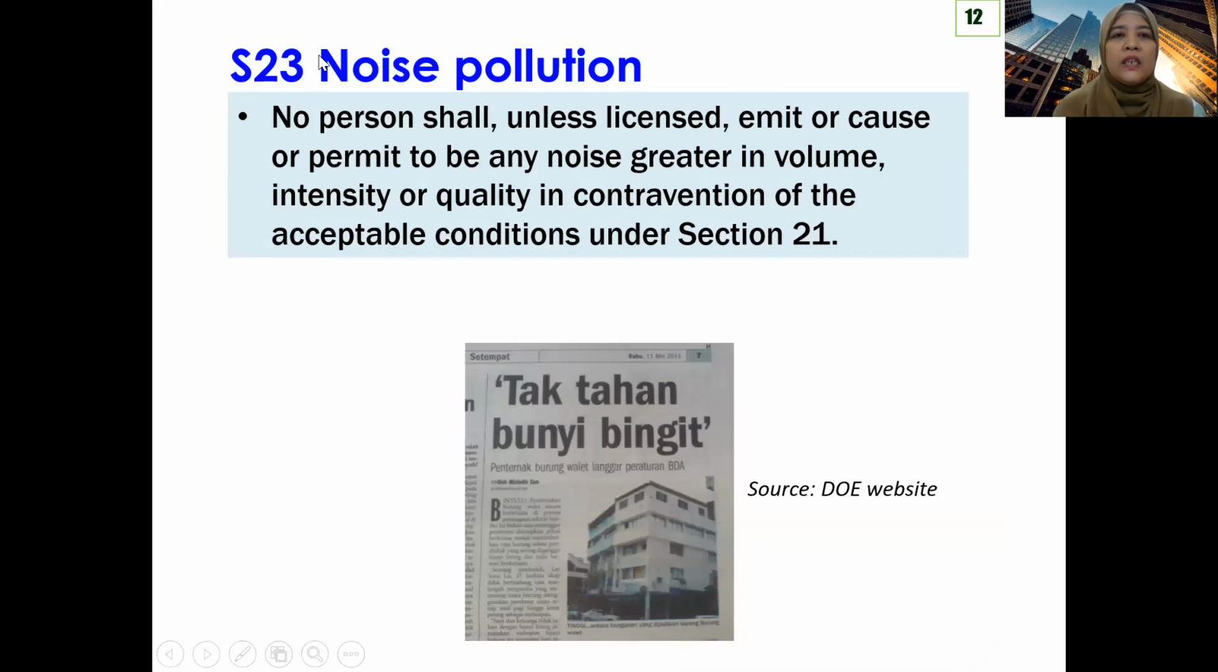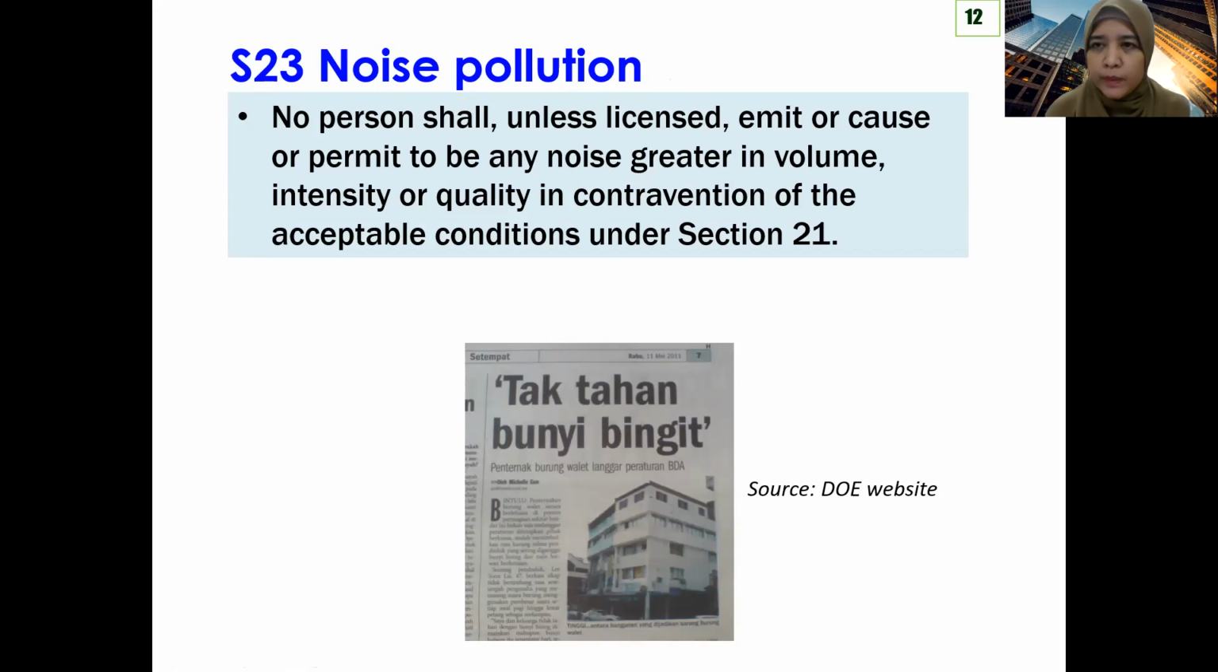So section 23 is on noise pollution, prohibition of noise pollution. It says that no person shall unless licensed. So just look at the wording of sections 23 until 29. It says that tidak boleh melainkan dilesen. So if you are licensed, since the license contains conditions, it means that you are not polluting. But if you are not given the license, or if you go against the conditions in your license, then you can be considered as a polluter.